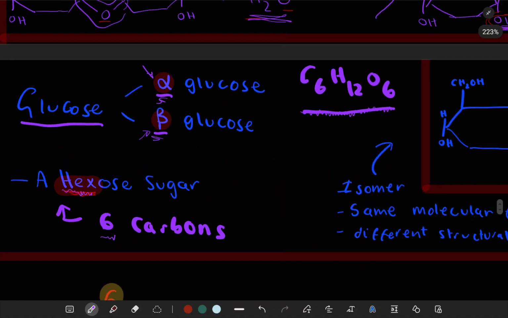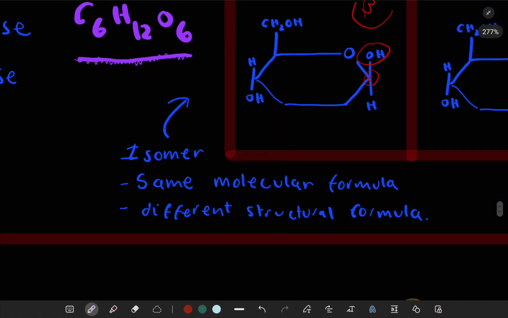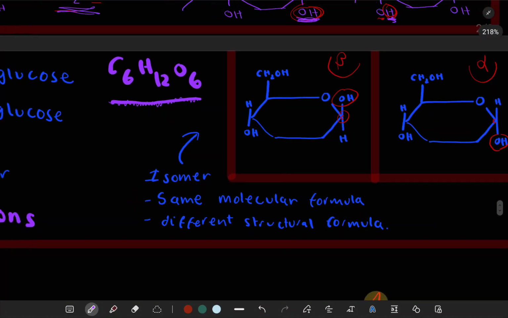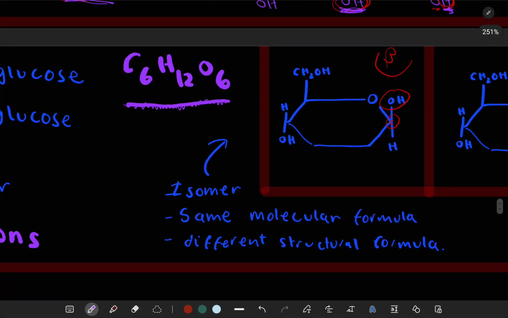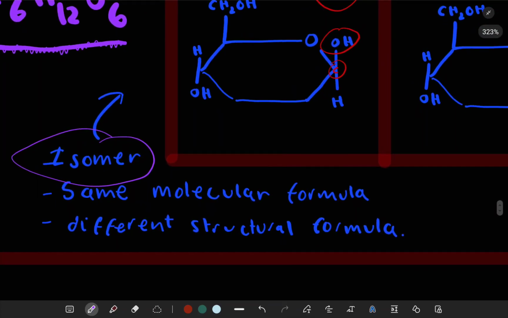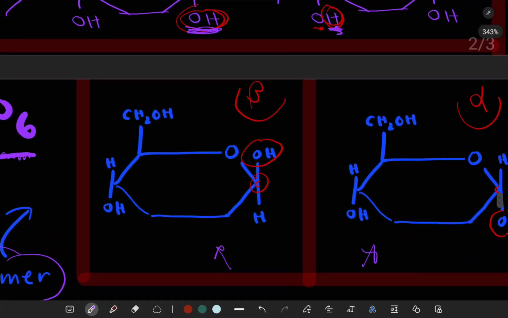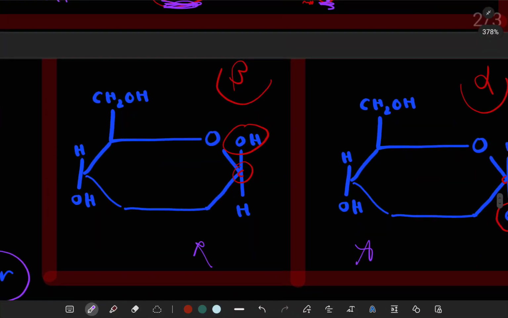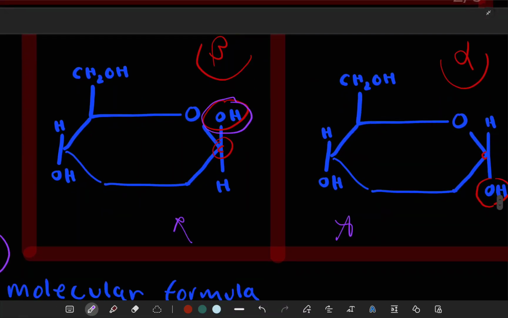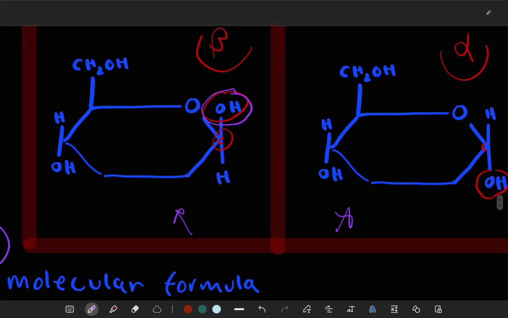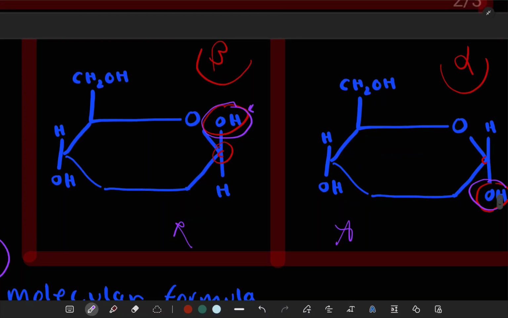Now that we know what type of sugar it is, we need to learn the structure. As I said before, there's beta and alpha glucose. This would be an example of an isomer. An isomer is where there's the same molecular formula but different structural formula, as we see in beta glucose and alpha glucose. In beta glucose, the OH group is at the top and the OH group in alpha glucose is at the bottom. Beta at the top, and alpha, the OH is at the bottom.